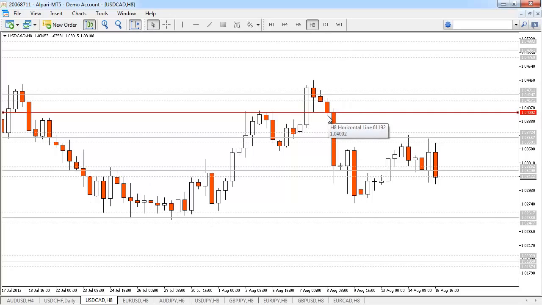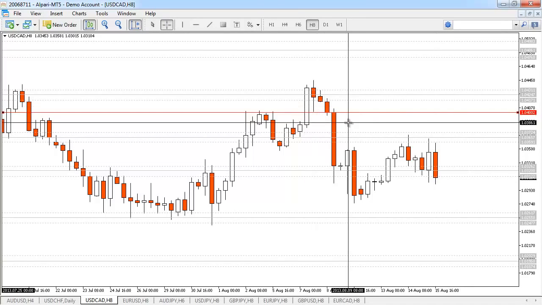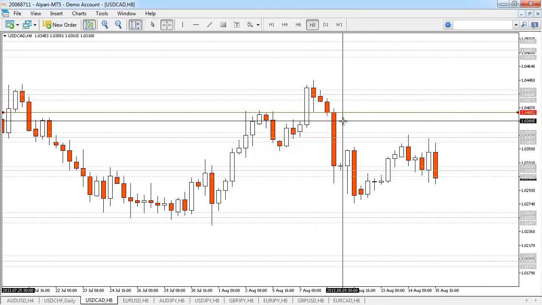But that's another example of entering on a retrace. We're waiting for sellers to confirm they've taken control of the market, because that's very important. We're jumping into a short trade. We want to be selling with the sellers. We want them to be in control. Once we confirm they're in control, then we look for our entry.